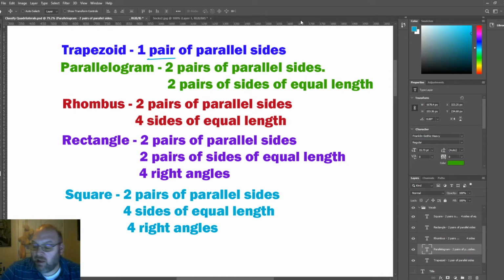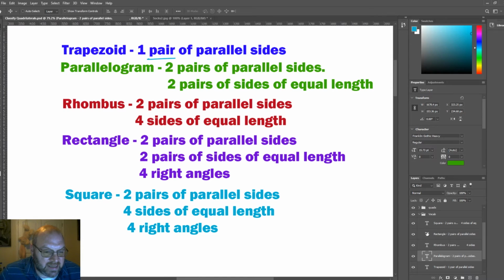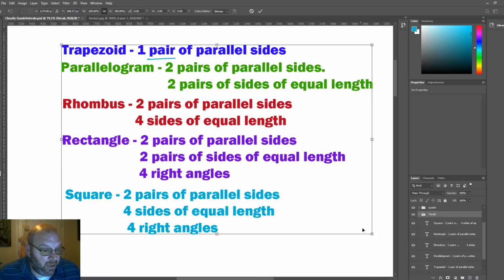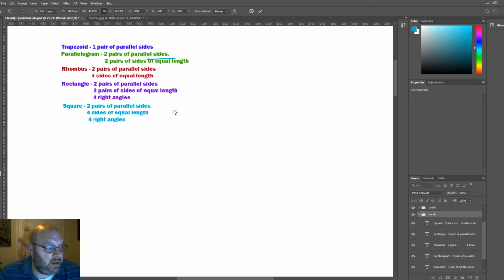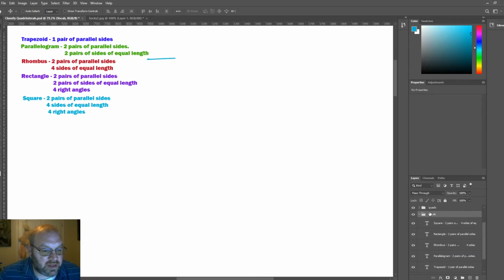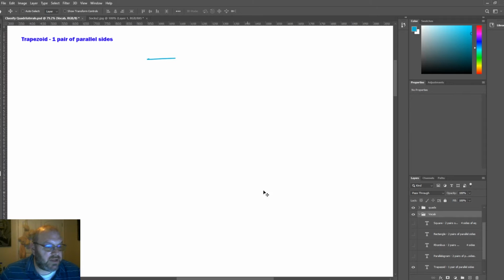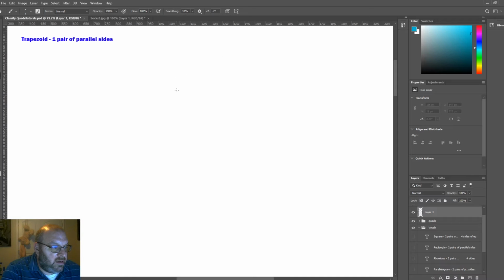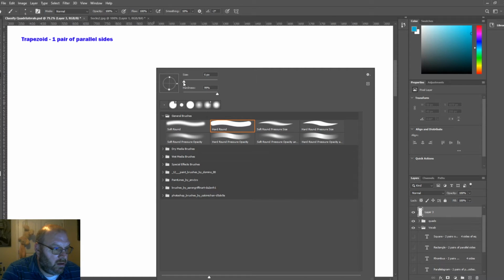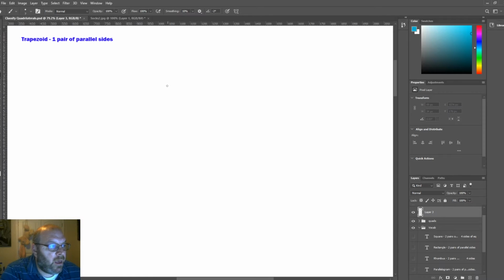But for right now, let's make some of these. So I'm going to shrink this down so I can draw some of these out for you. Okay, we're going to take these with us. So let's start with a trapezoid. A trapezoid is what? One pair of parallel sides. Let me go a little bigger here. That'll work.